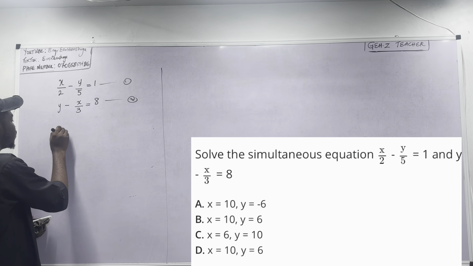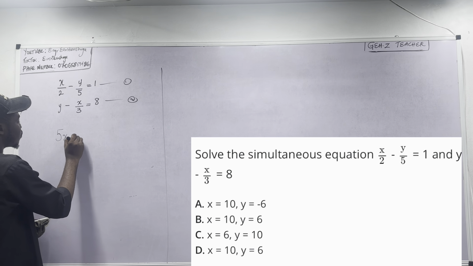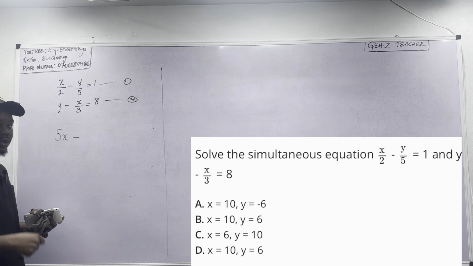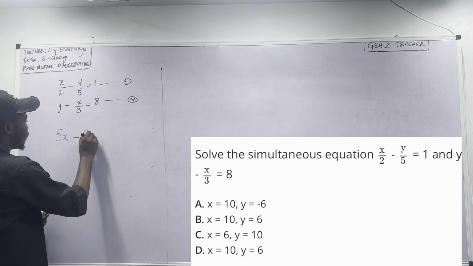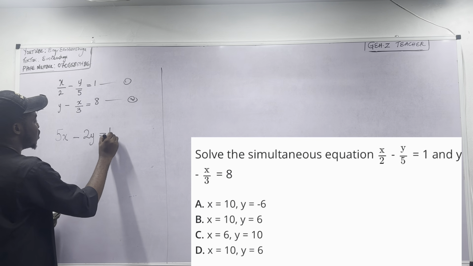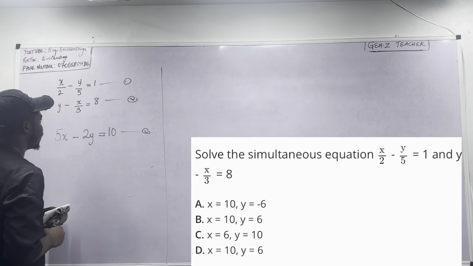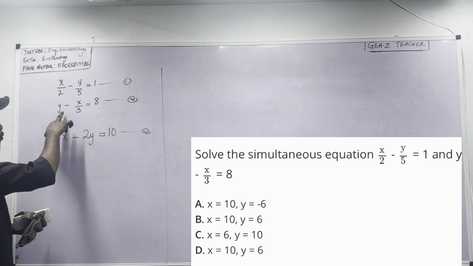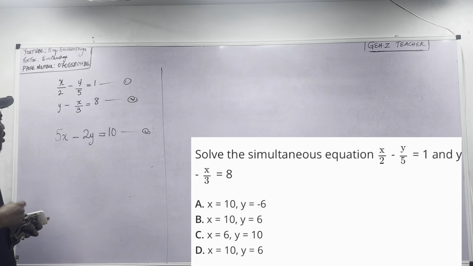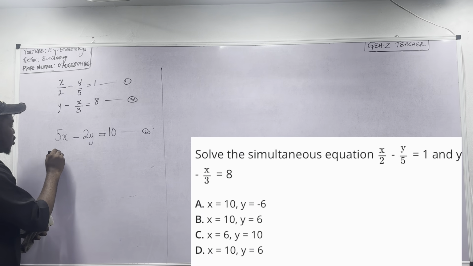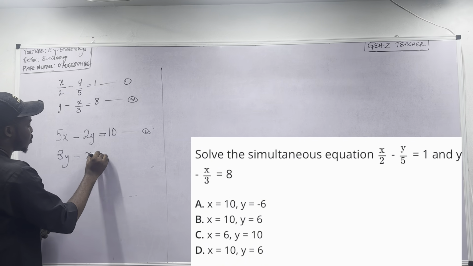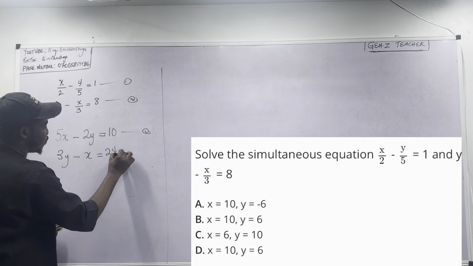So 10 times half gives you 5, so we have 5x, minus 10 times 1 over 5 will give us 2, so 2y, equals 10 times 1 gives us 10, equation 1. And then for equation 2, you're going to multiply by 3 because 3 becomes the LCM of 3 and 1. So quickly doing that, 3 times y will give you 3y, minus 3 times 1 third will give you x, equals 3 times 8, that's 24, equation 2.